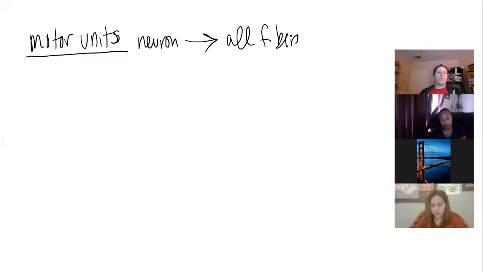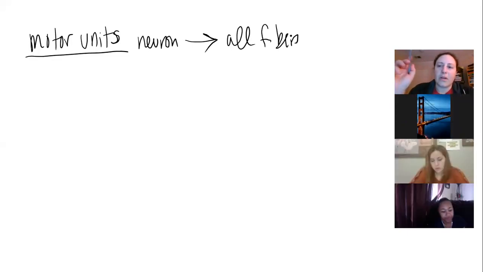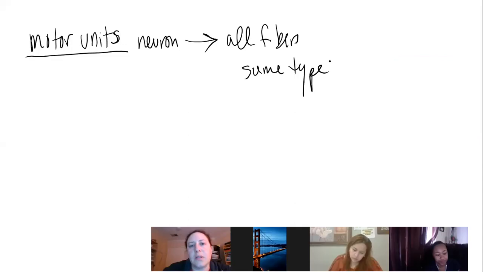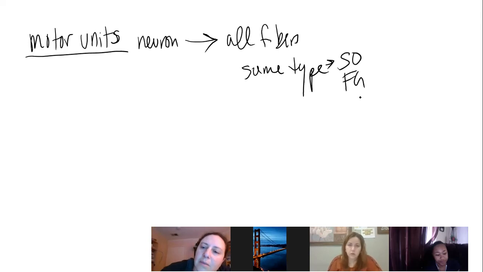And what we ultimately learned were a lot of different things, right? So we know that every fiber is controlled by one and only one motor neuron. We also know that motor neurons control more than one fiber. We know that the fibers are all going to be the same fiber type. So they can be slow oxidative, or they can be fast glycolytic, or they can be fast oxidative glycolytic. But they're all going to be the same.